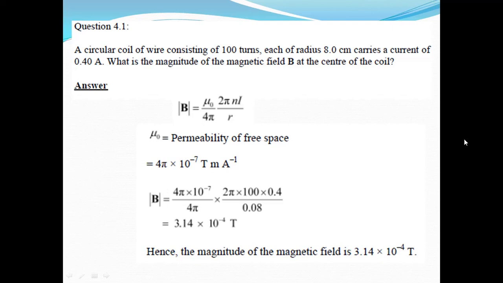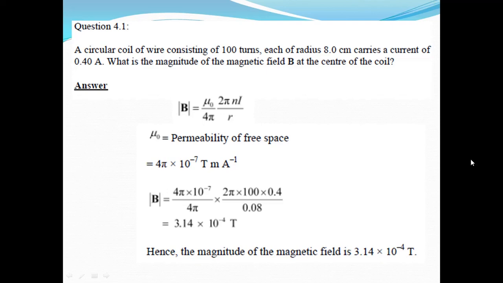This is the radius of the coil, and since it is given in centimeter, you have to convert it into meters. So 8 into 10 to the power minus 2 meters or 0.08 meters. And it carries a current of 0.40 ampere. Current is represented by the letter I. Now we have to find the magnitude of the magnetic field B at the center of the coil.